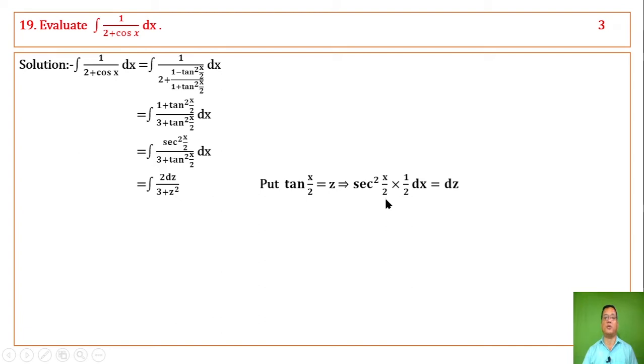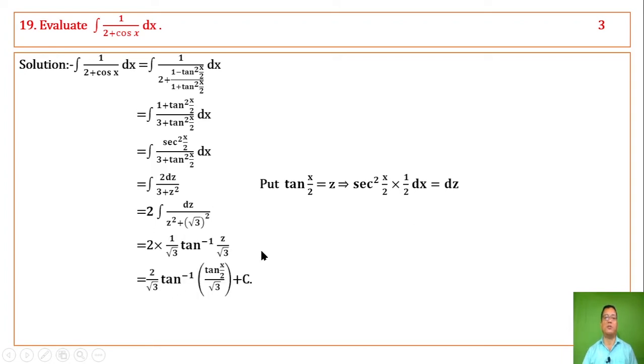sec square x by 2 into half dx equal to dz. Change the respective values of z, then 3 is root 3 whole square, in the standard integral, 2 into 1 by a tan inverse of x by a formula, then put the value of z, tan x by 2 by root 3.